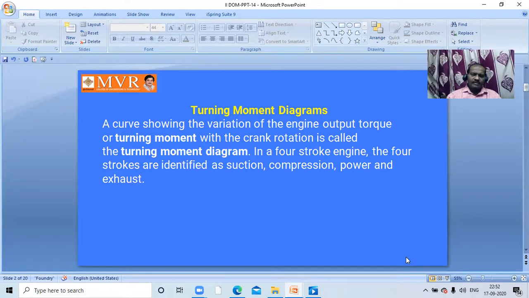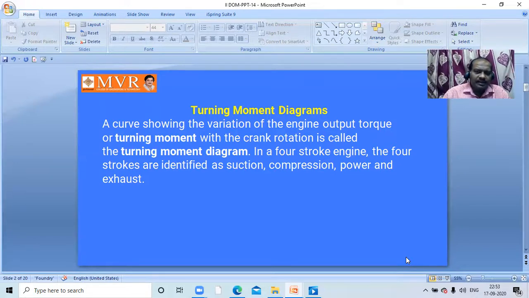We are going to take the torque on one axis, that is, the turning movement, and the crank rotation on the other axis. So the crank rotation is taken on the x-axis and on the y-axis we are going to take the torque or turning movement. What is the torque? Torque is nothing but the difference of two energies that will result in the rotation of the crank.